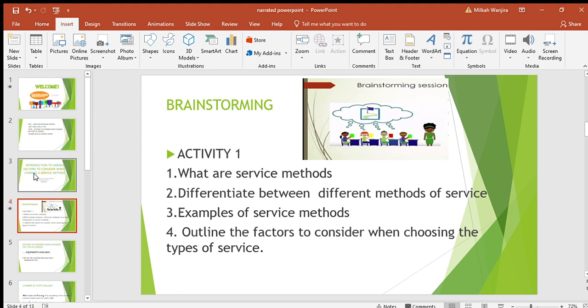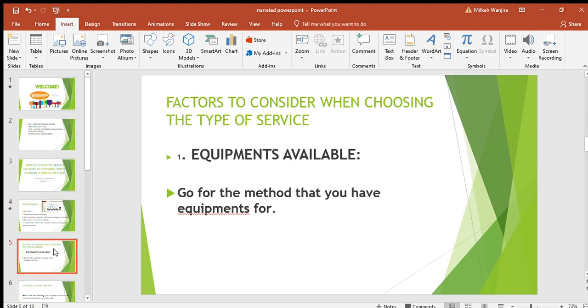Yeah, I can see that you are not new in this topic because all the answers that you have said are very correct. Let's now, without wasting time, go to the factors to consider when choosing the type of service. Number one, we have the equipment available. First, consider the equipment that you have, because for instance, you cannot go for a buffet whereas you don't have the buffet equipment. Are you getting it? Yes, madam. So you would rather go for the plate service if that is what you can afford.